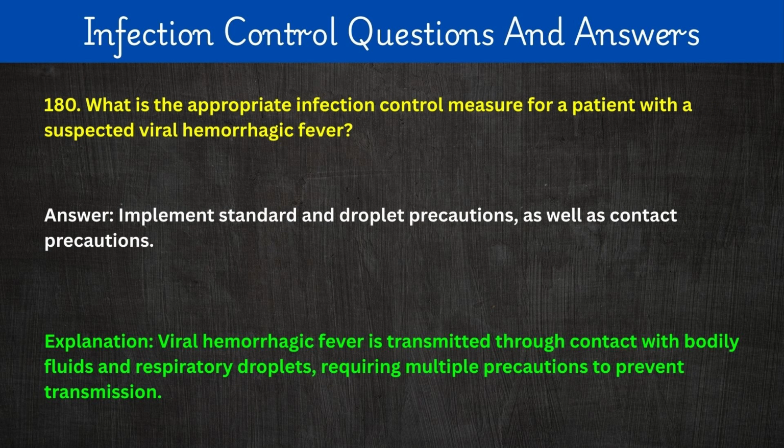180. What is the appropriate infection control measure for a patient with a suspected viral hemorrhagic fever? Answer: Implement standard and droplet precautions, as well as contact precautions. Explanation: Viral hemorrhagic fever is transmitted through contact with bodily fluids and respiratory droplets, requiring multiple precautions to prevent transmission.